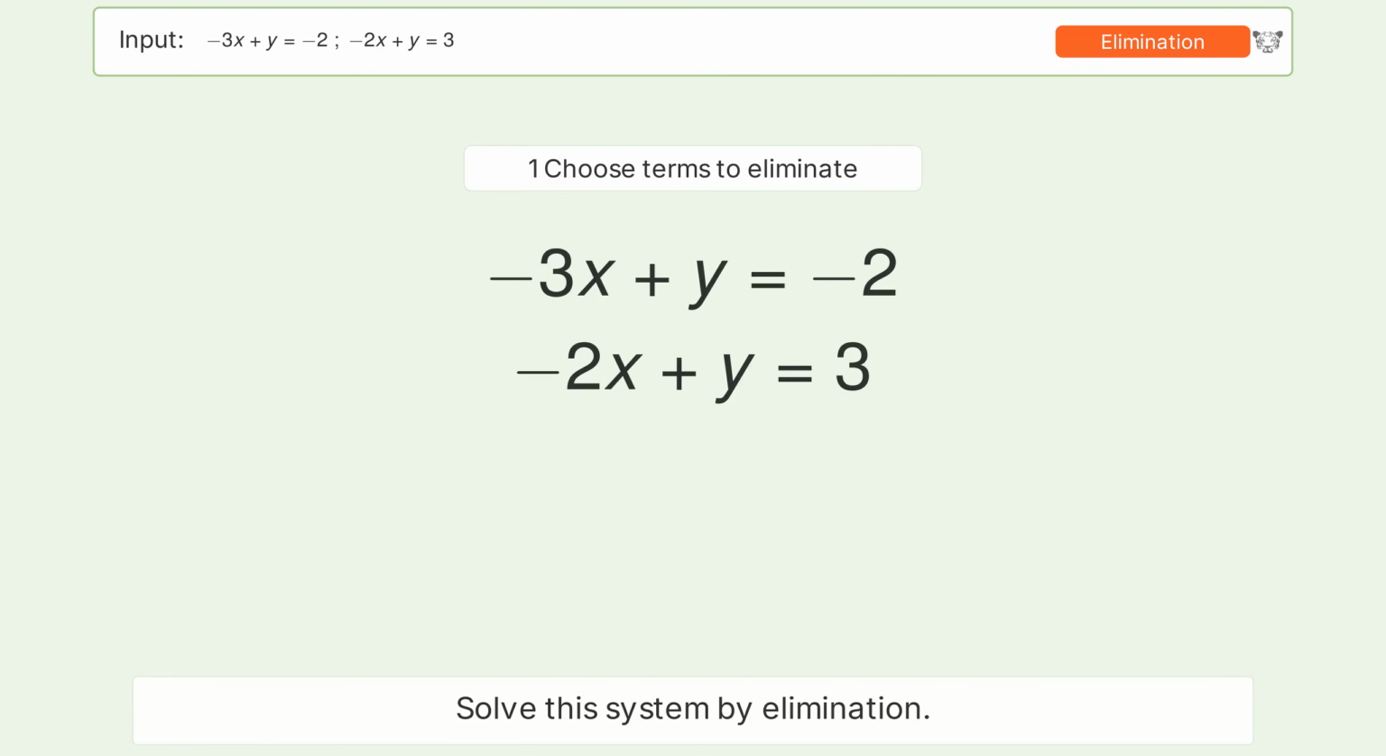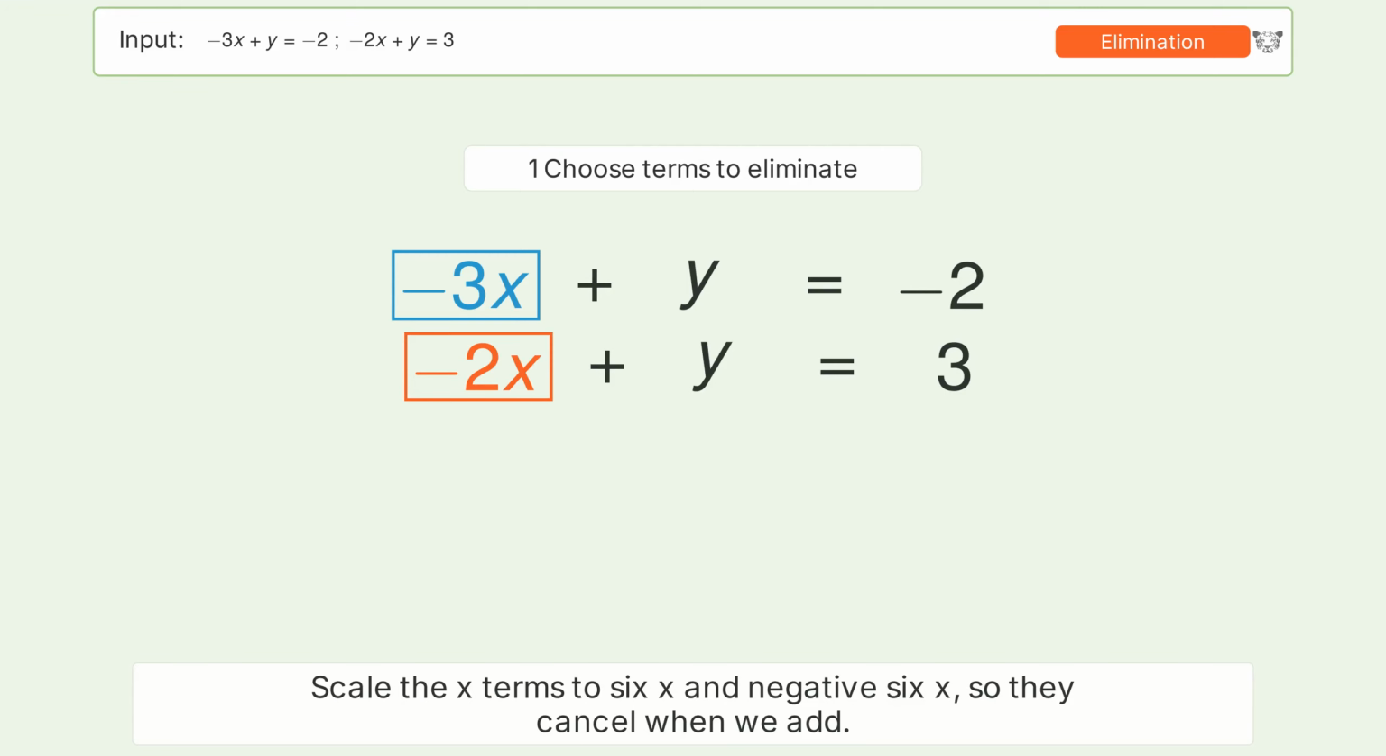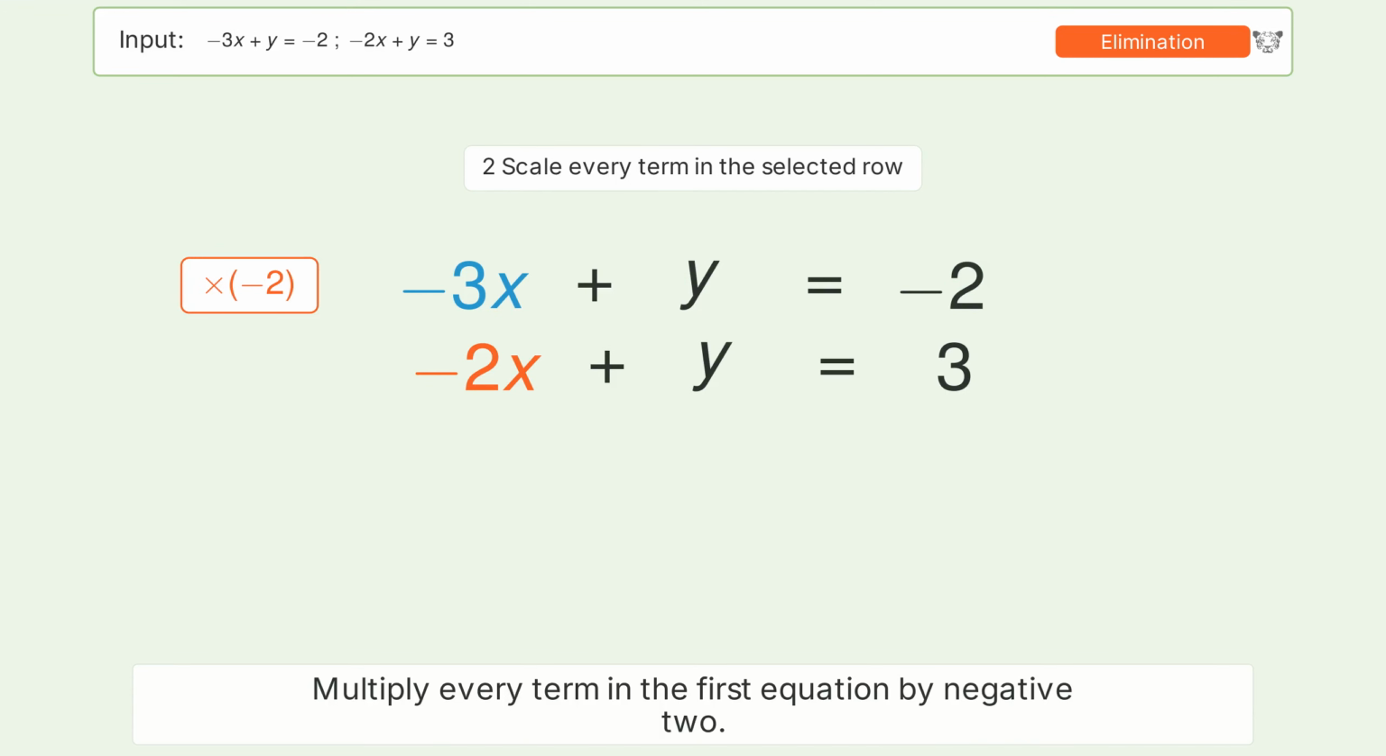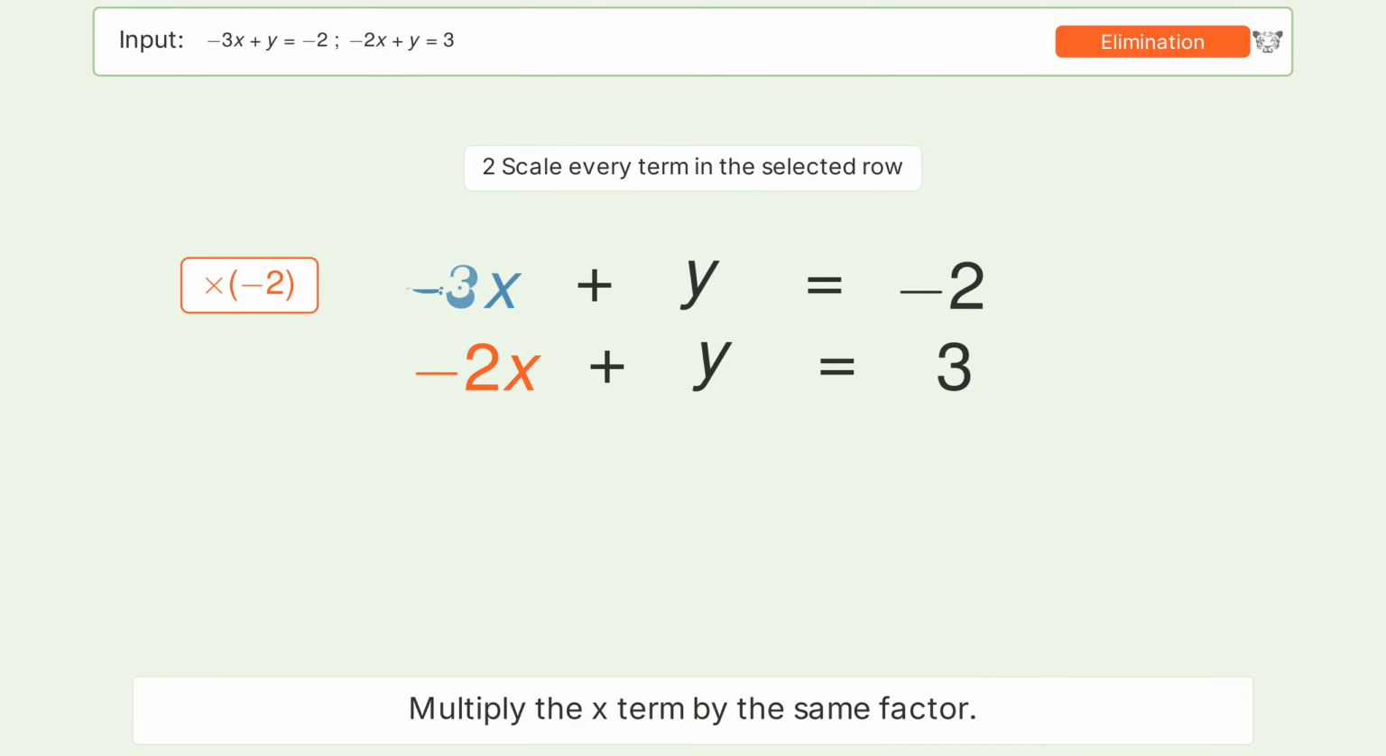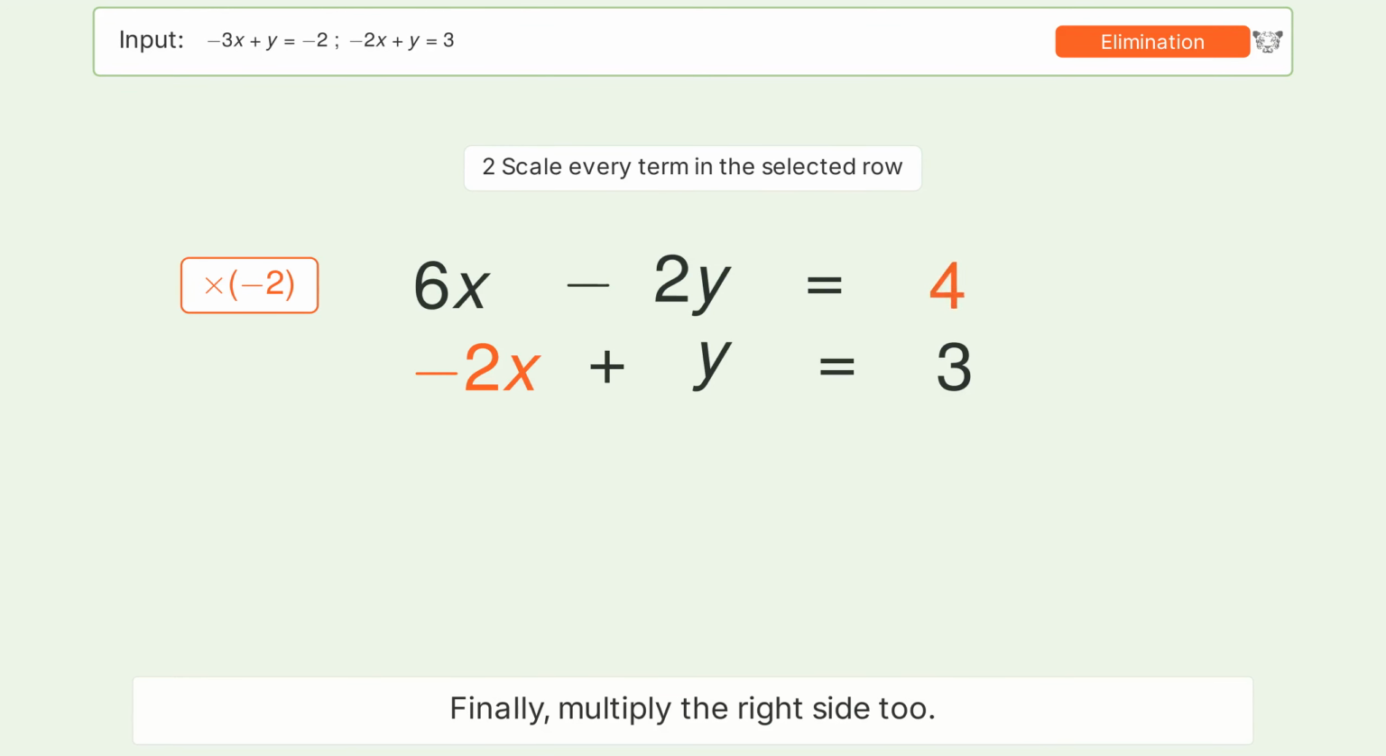Solve this system by elimination. Scale the x terms to 6x and negative 6x, so they cancel when we add. Multiply every term in the first equation by negative 2. Multiply the x term by the same factor. Now multiply the y term by that factor. Finally, multiply the right side too.